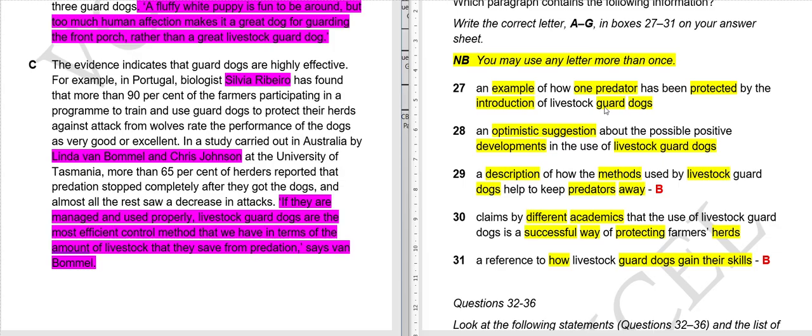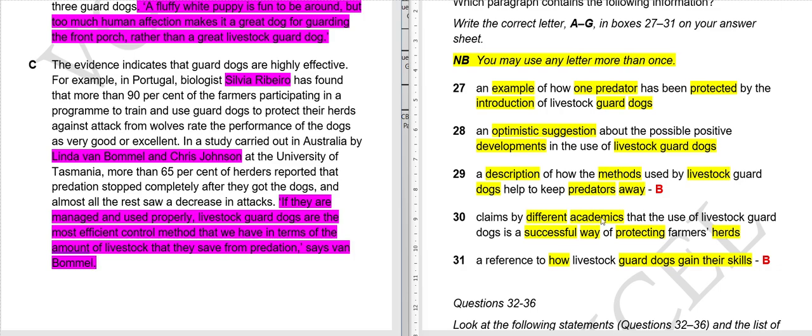An example of how one predator has been protected by introduction of livestock guard dogs. There is no mention of that. An optimistic suggestion about the possible positive development. There is no suggestion of that. Claims by different academics that use of livestock guard dogs is a successful way of protecting farmer herds. Is there any mention of that?